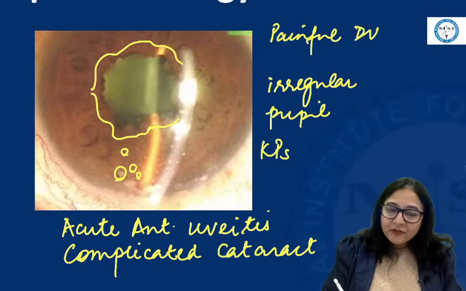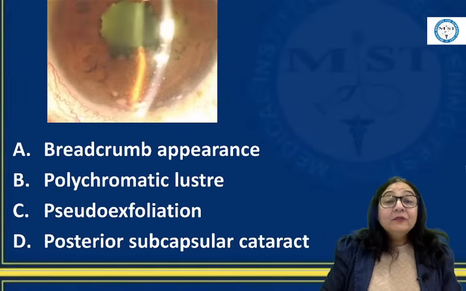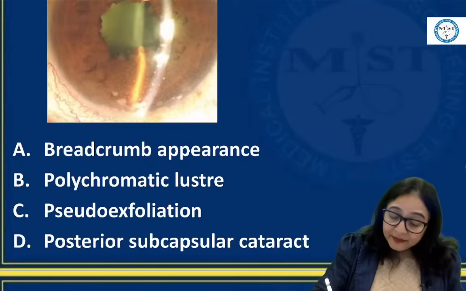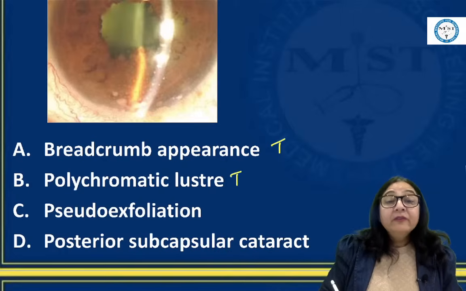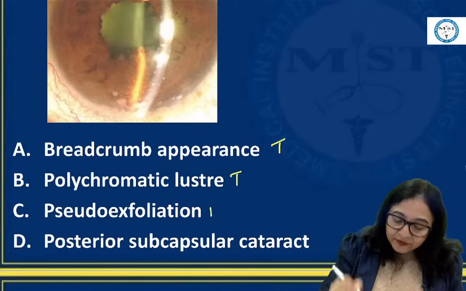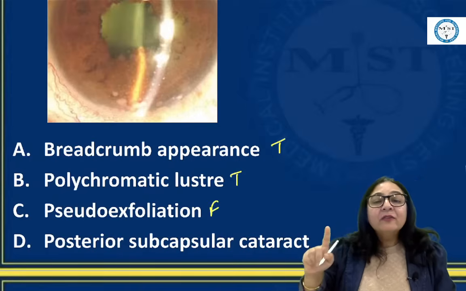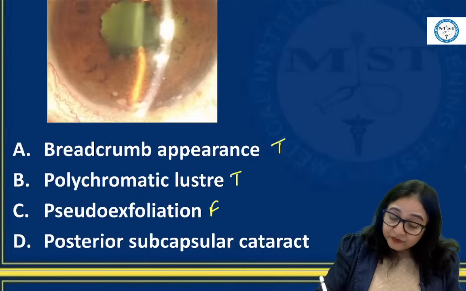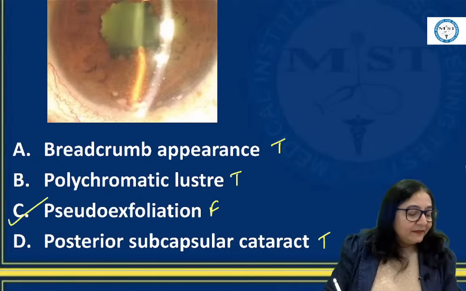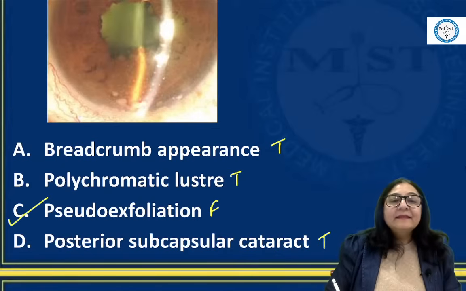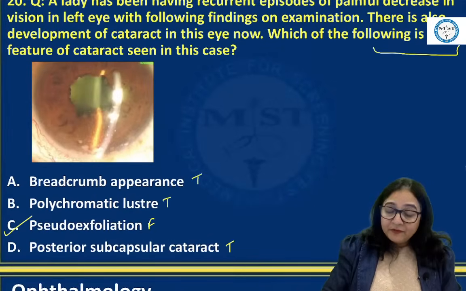And what are the features of complicated cataract? Now coming to your choices here. Complicated cataract has a breadcrumb appearance, that is true. It has polychromatic luster, that is true. Pseudoexfoliation is not a feature of complicated cataract. And when complicated cataract is because of uveitis, it is posterior subcapsular type of cataract. So this is the answer which you have to mark. So C is not a feature of the cataract associated with this type of condition.